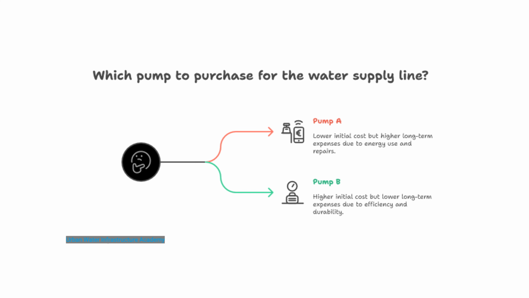Life cycle costing. Now imagine you must buy a pump for a key water supply line. Pump A costs $50,000 upfront but uses more energy and requires frequent repairs. Pump B costs $80,000 but operates more efficiently and tends to last much longer. At first glance, Pump A looks cheaper, especially if the budget focuses on the initial purchase. However, if you calculate all costs over 20 years, energy bills, maintenance, emergency repairs, and downtime impacts, Pump B often proves the more economical in the long run. This approach, which looks beyond the sticker price, is what we call life cycle costing.